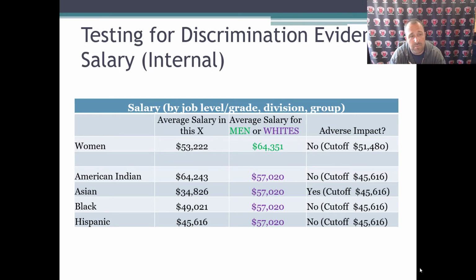Same thing, we go down the next level of data. We take our white salary average of $57,020, multiply it times 0.8, we get $45,616. That is our cutoff rate. Any average group that's below that would be statistical evidence for adverse impact. Any average group that's above that wouldn't. So you can see in this case, Asian average salary is $34,826. That is below the cutoff of $45,000. So again, for Asian specifically.